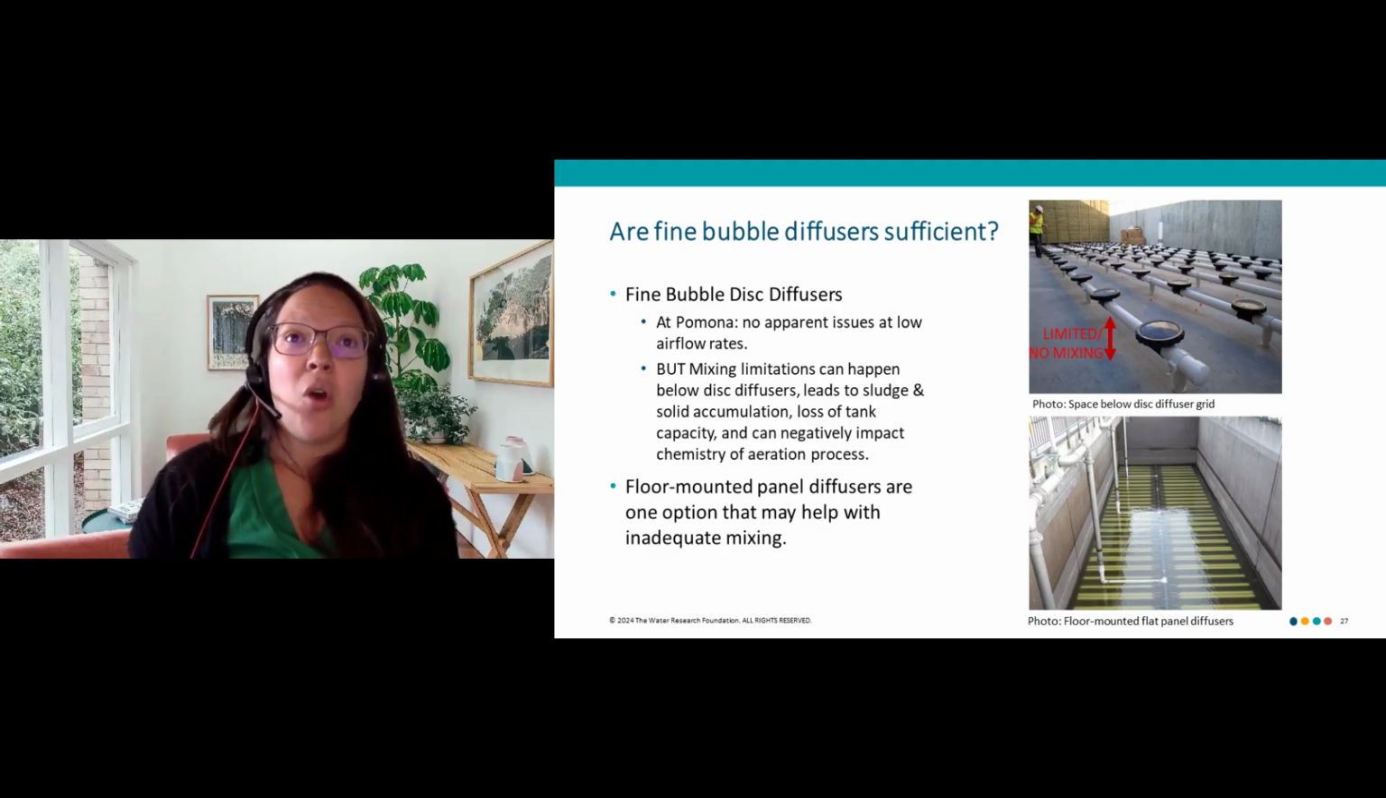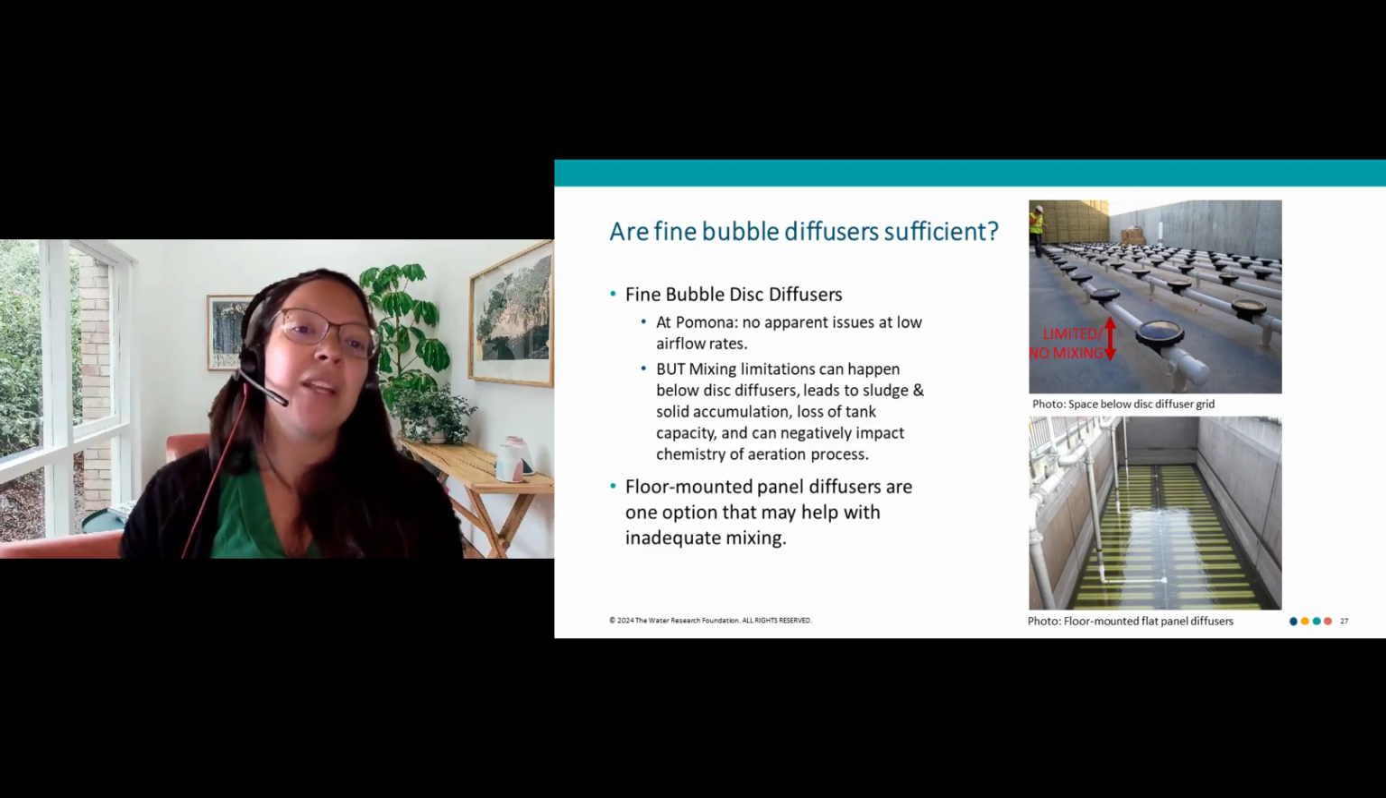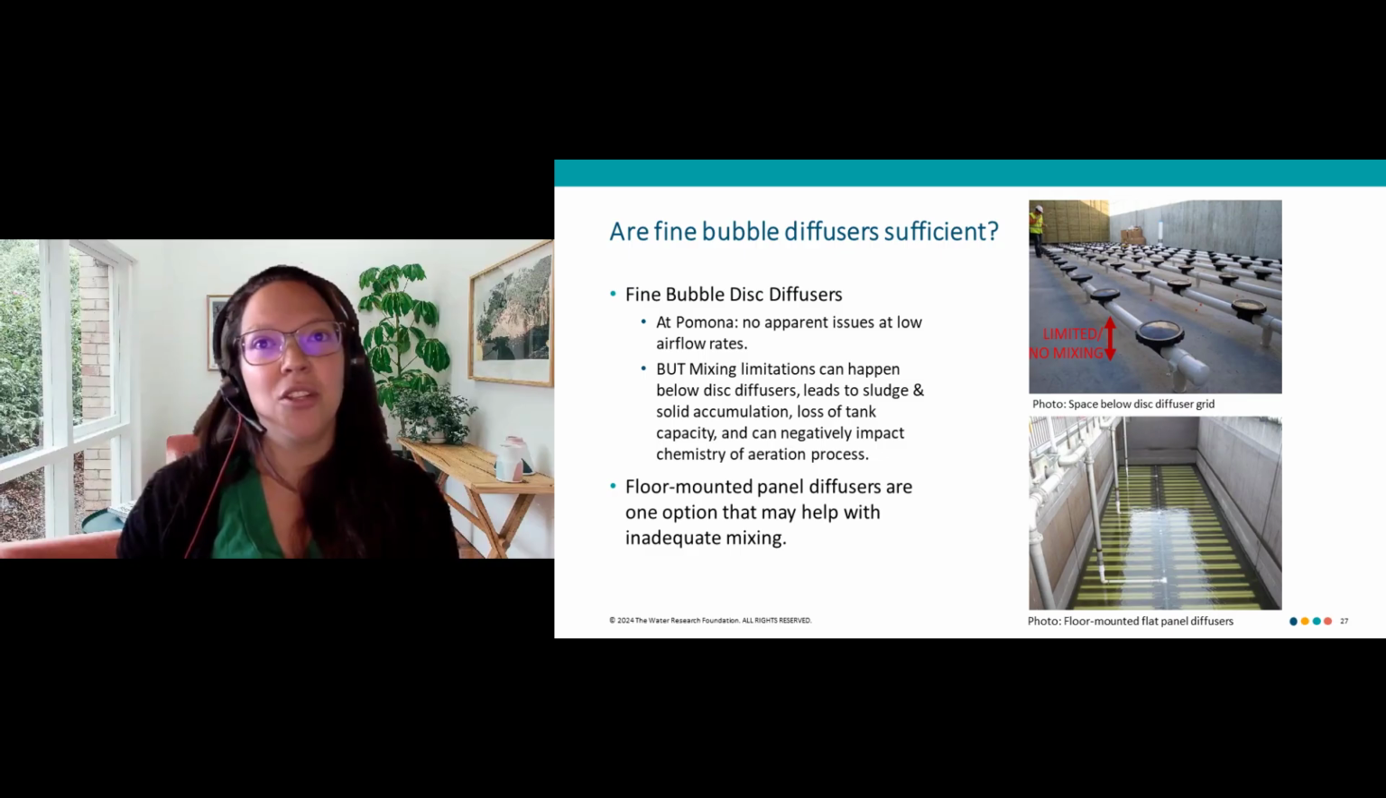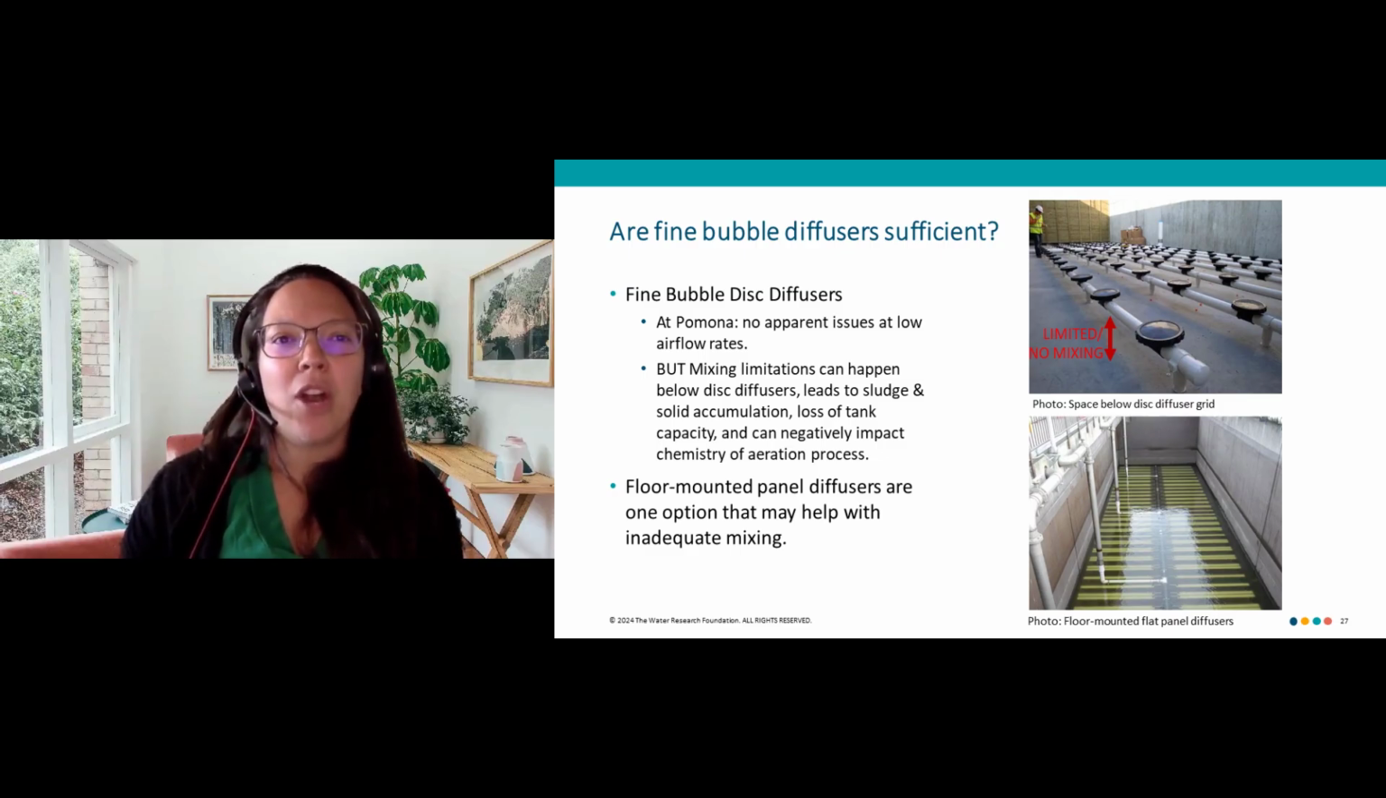Some still question, though, if your typical fine bubble disk diffuser is the best option. But as mentioned on the last slide, there have been no apparent issues at low DO at Pomona with them, although we may have decided to be a bit more aggressive in the diffuser reduction at the beginning.